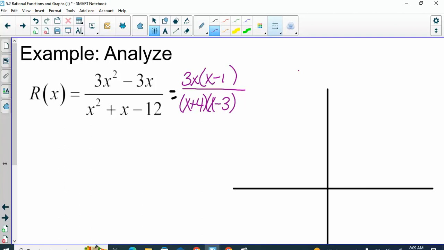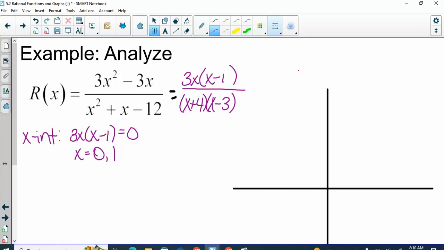Then we did the x-intercept. So x-intercept is when y equals 0. The shortcut I gave you yesterday: x-intercept is really just when the top equals 0. And we get 2 of them: 0 and 1. It's the benefit of having everything factored first. It makes it easier to identify those.